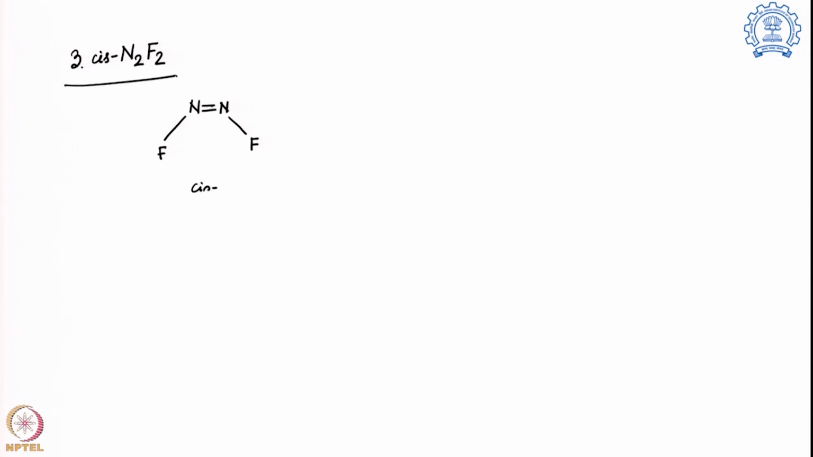And what is the other structure possible? It is possible that this molecule is such that these fluorines are on opposite sides. So, that is the trans molecule. So, we will try to find out the point group of each molecule one by one. First, let us go to the cis.